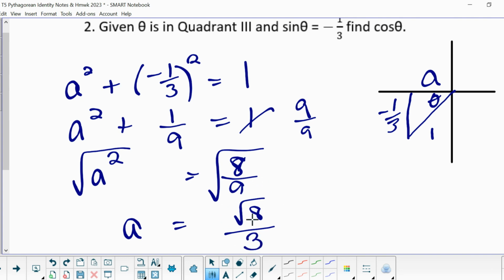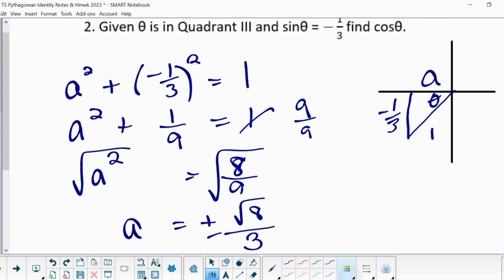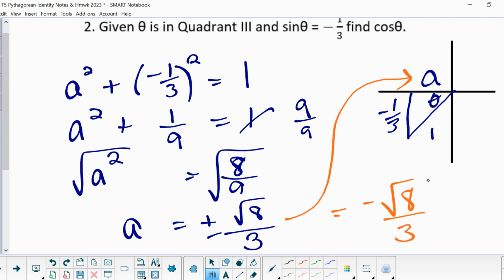Okay, well, I just got a positive answer because I didn't take into account that the square root has 2 answers. So there's technically 2 answers, positive or negative. However, I only want one answer because there's only one side to this triangle, but it's not determined just here. It's actually determined from this picture, understanding that you're in quadrant 3, and in quadrant 3, the x goes to the left, so x values are negative. So the answer you want to choose is negative square root of 8 over 3.